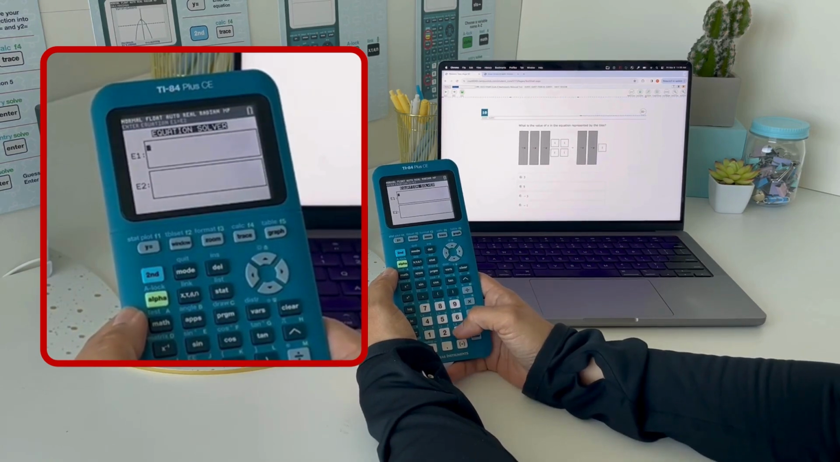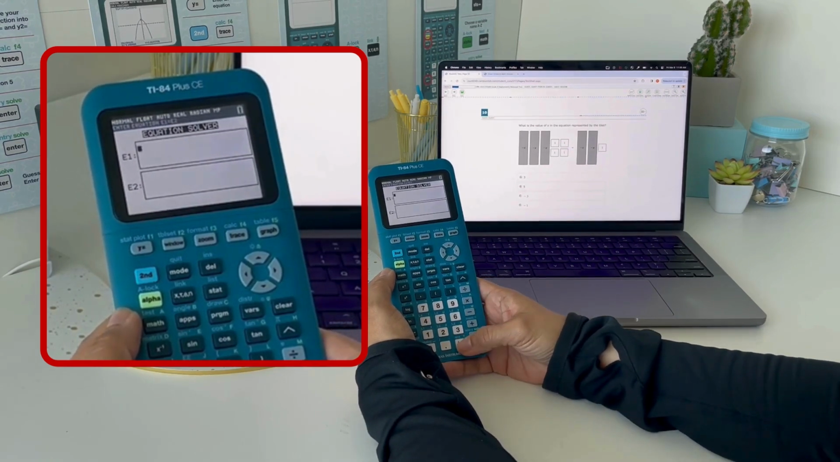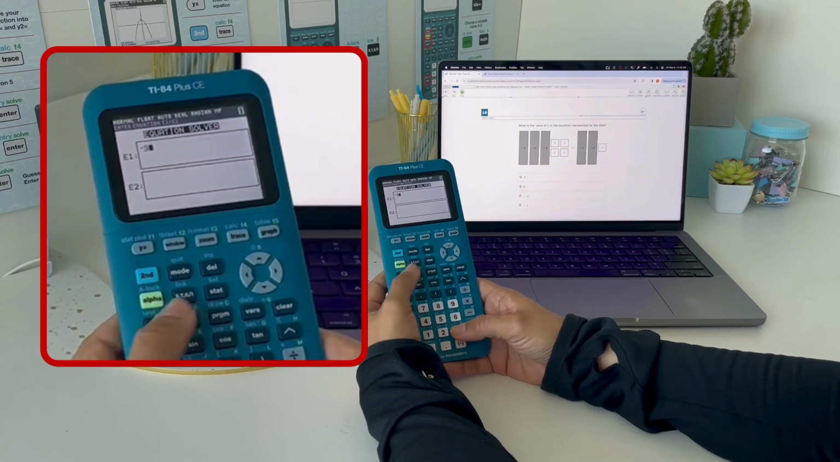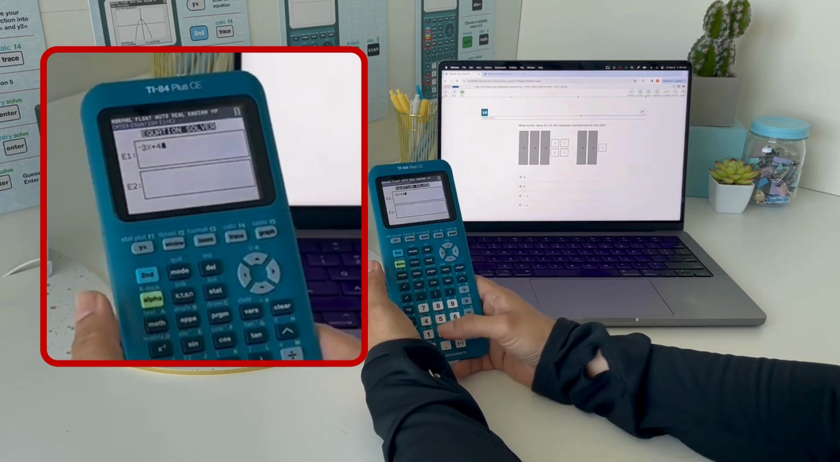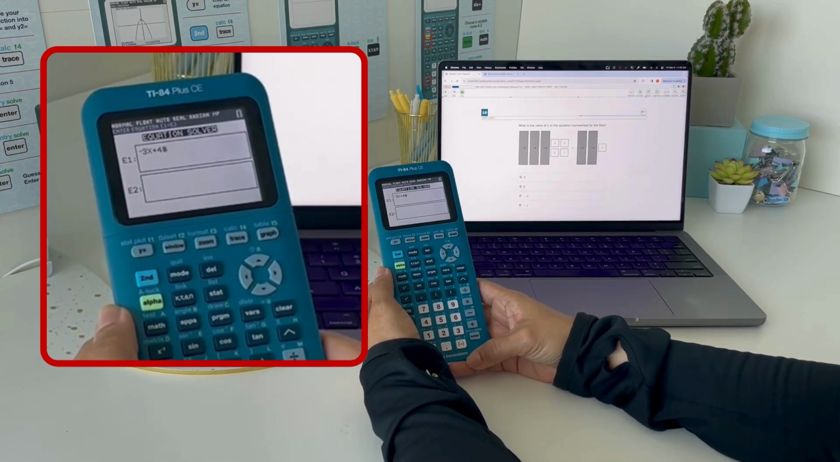You're going to enter both sides of your equation. The first side is going to be negative 3x plus 4, and you want to make sure you're using your negative button instead of minus.